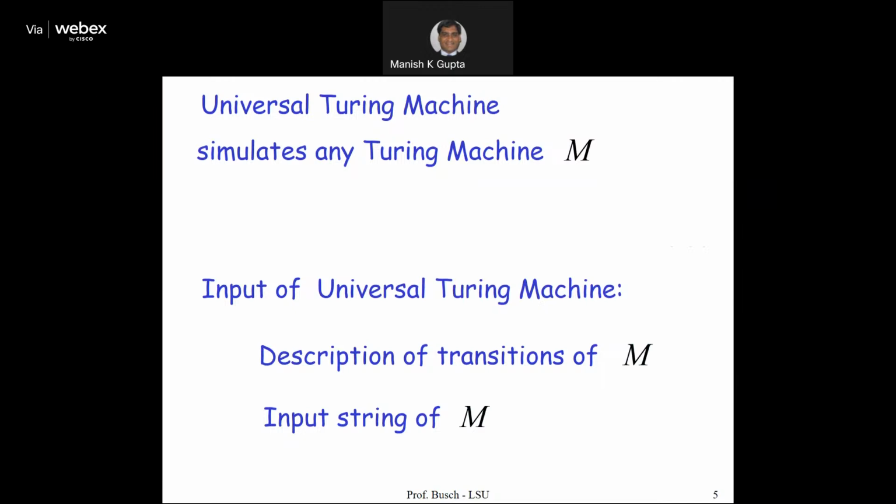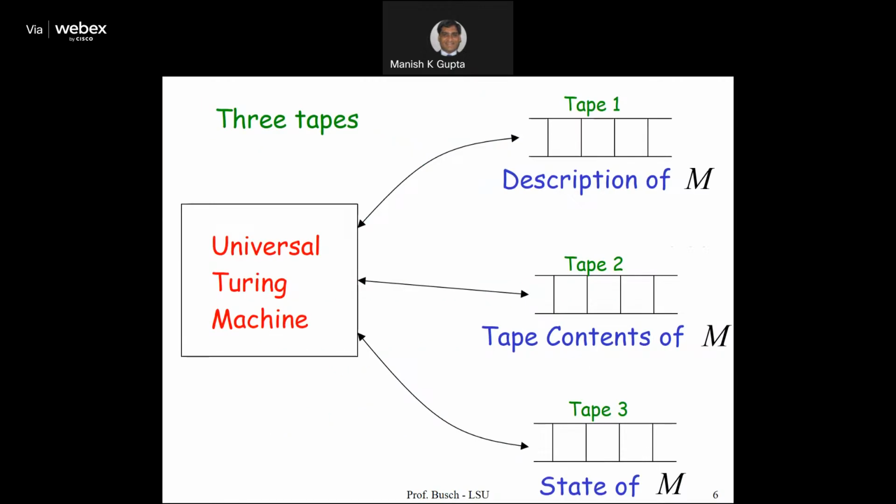Okay. So now, the universal Turing machine can have 3 tapes. Tape 1, description of the machine. Tape 2, tape contents of the machine. And states. Also, we need to worry about the states. Like that, I can simulate. So a universal Turing machine, which can have 3 tapes, can simulate some other standard Turing machine I can think of.